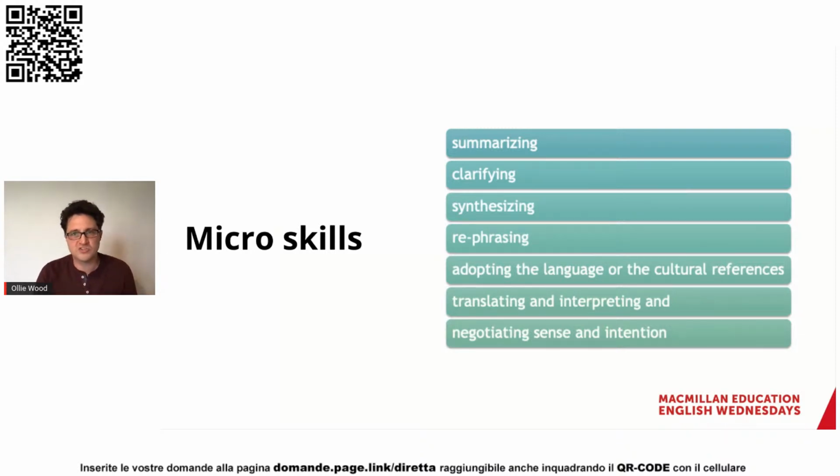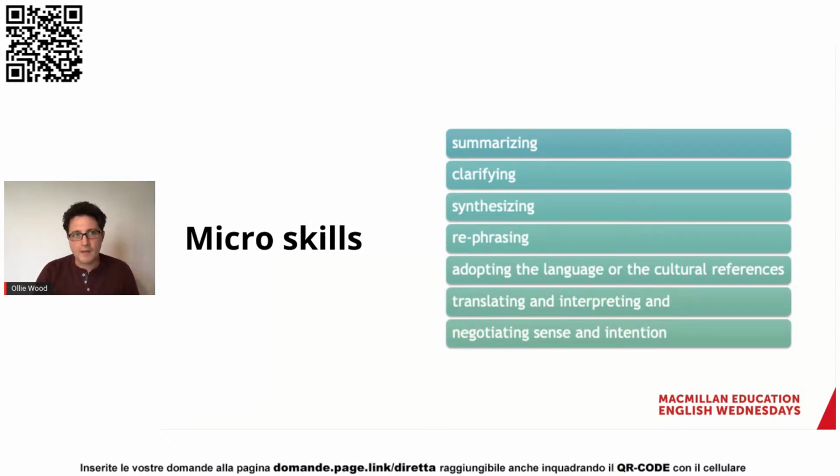The most common micro skills are these ones that you have in front of you: summarizing, clarifying, synthesizing, rephrasing, adopting the language or the cultural reference. So this is what I mentioned earlier about the student from Sri Lanka. Adopting a cultural reference is all part of mediation. We also have translating and interpreting. And finally, negotiating sense and intention.